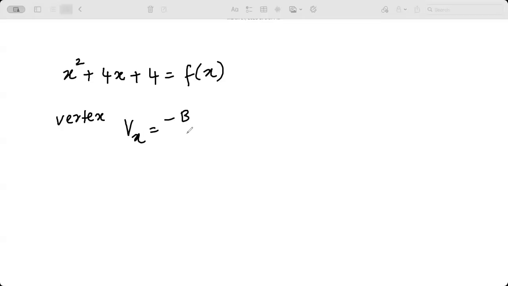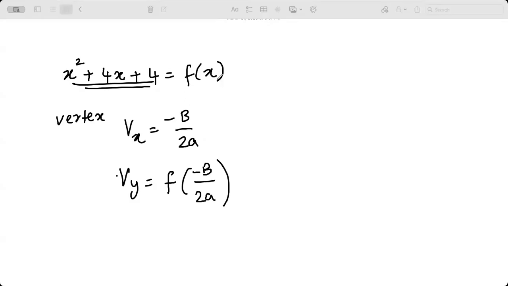Let's say I have x square plus 4x plus 4 equal to f of x. What is the vertex here? The vertex x coordinate is minus b by 2a. For the vertex y coordinate, you apply this x into this function. After you get the x value, you plug that into this equation and find the f of x value. That is your y coordinate. Can you find that and tell me?